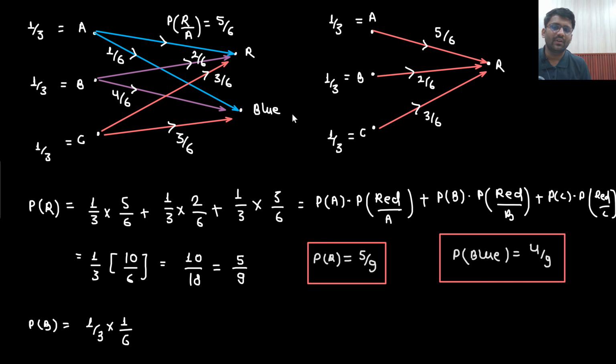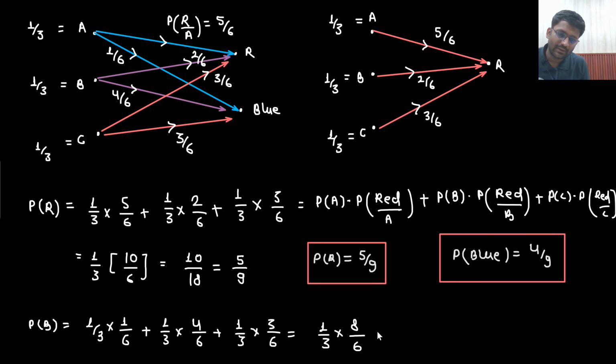So in the examination, if they are talking about only the blue ball, then why would I make these arrows? I would not make these arrows. I will only care about the blue ball. So the blue ball would be coming from A with the probability 1 by 3 into 1 by 6. The blue ball could be coming from B with 1 by 3 into 4 by 6, plus it could be coming from C with 1 by 3 into 3 by 6. So 1 by 3 can be taken as common, multiplied with 8 by 6. So what will be the answer? 8 by 18, or it could be 4 by 9.